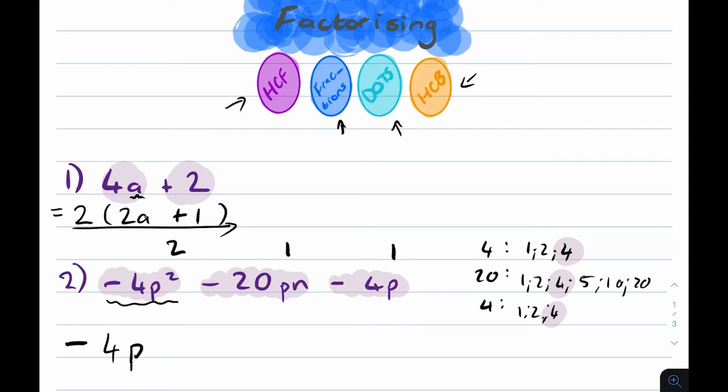Then, when you look at the n's, only the second term has an n. So if the first and third one doesn't even have an n, you can't even think about taking out or factorizing out an n as well.